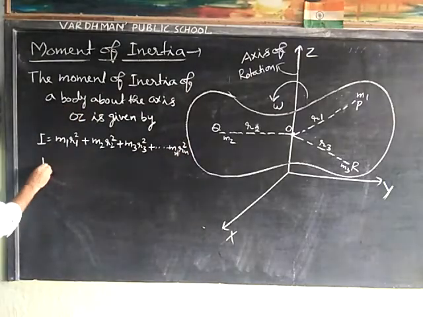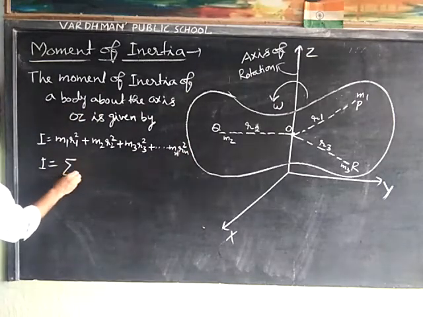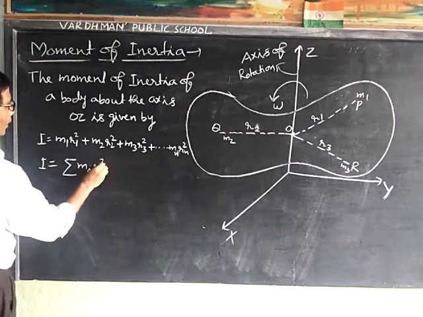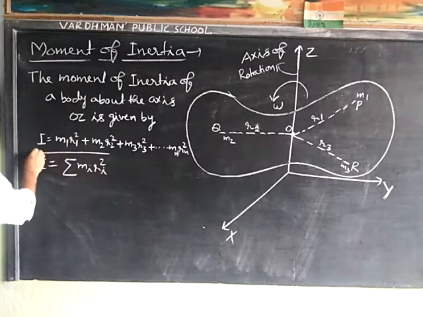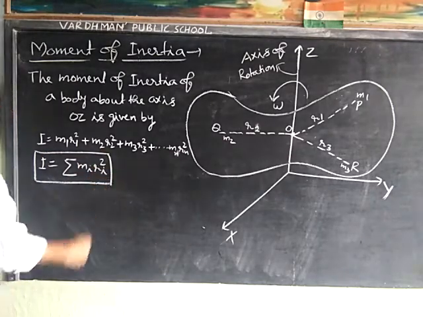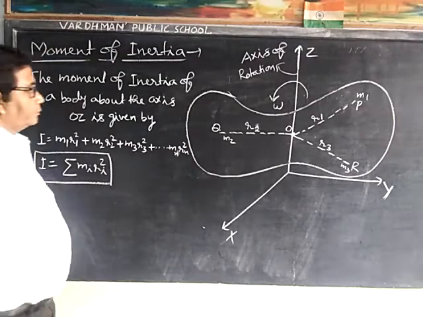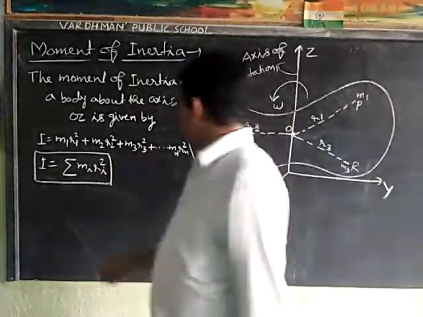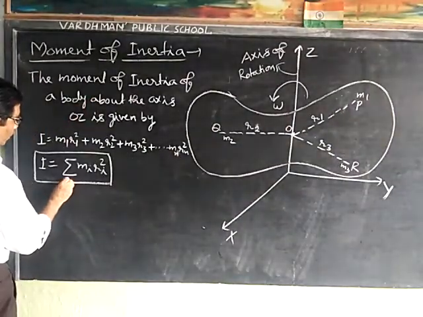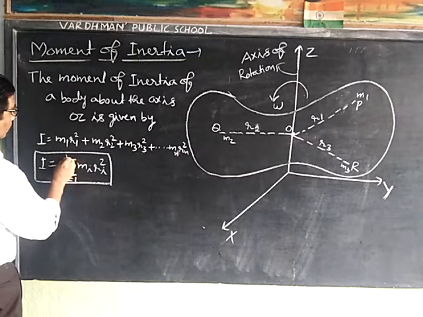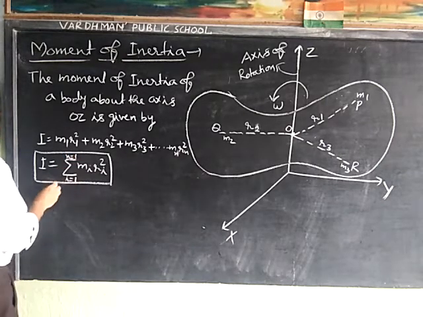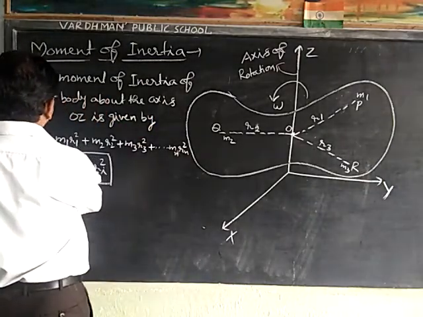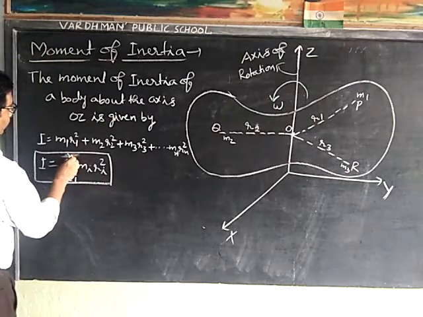This can also be written as I is equal to sigma mi ri square, with i going from 1 to n.